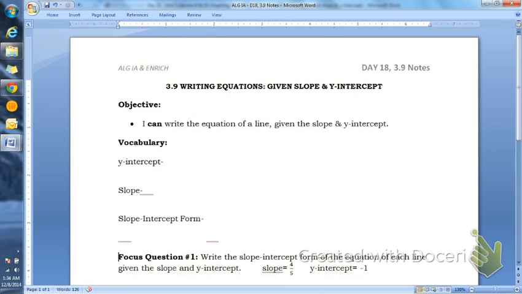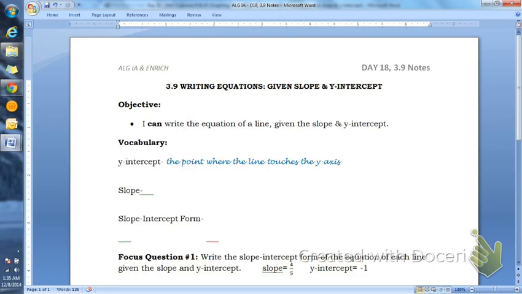So let's review our vocabulary. The y-intercept is the point where a line touches the y-axis. You need to be able to memorize these definitions. On your test, you will have one page of definitions, usually 10. These are the easiest points you can get on your test.